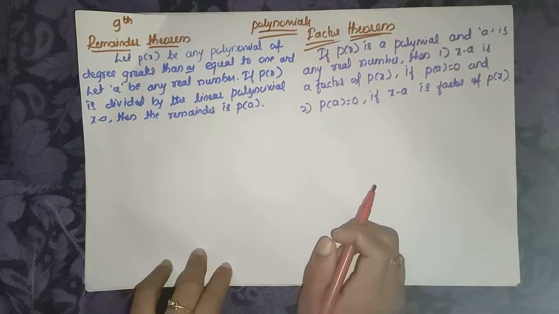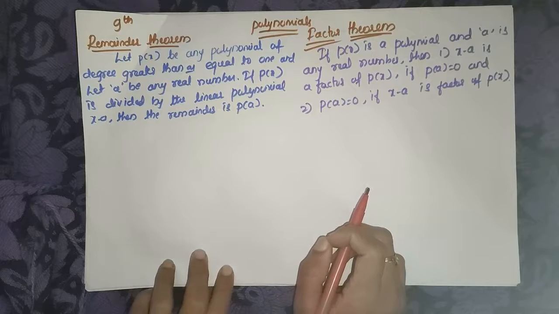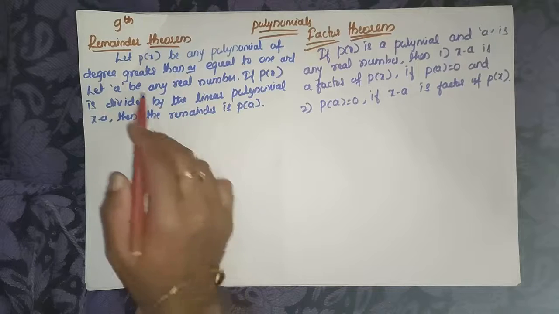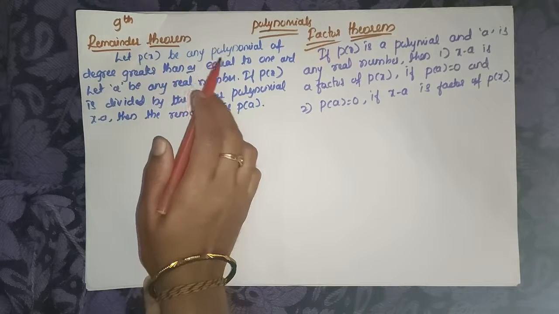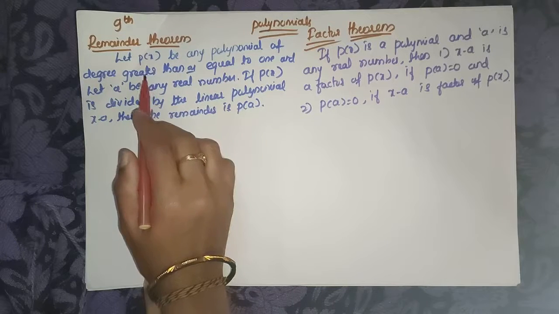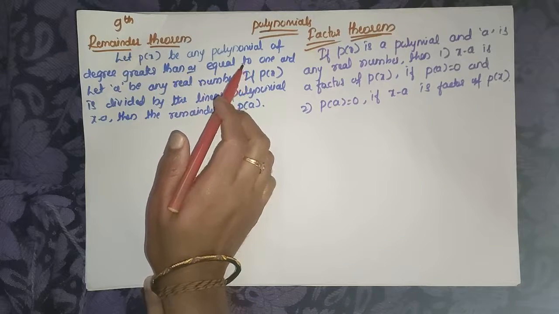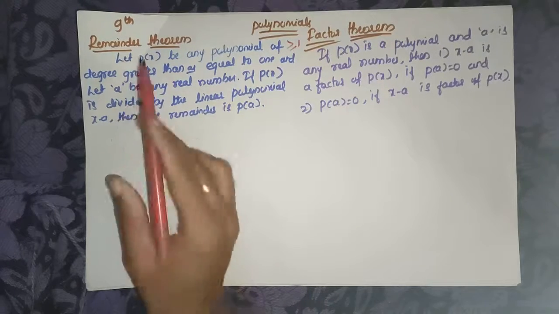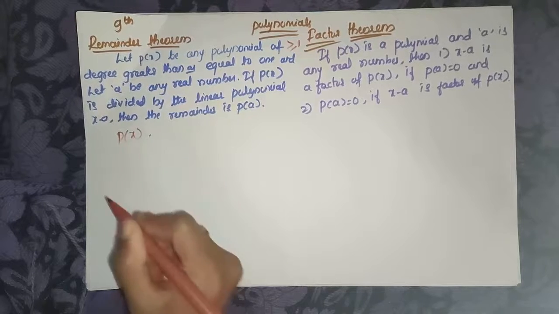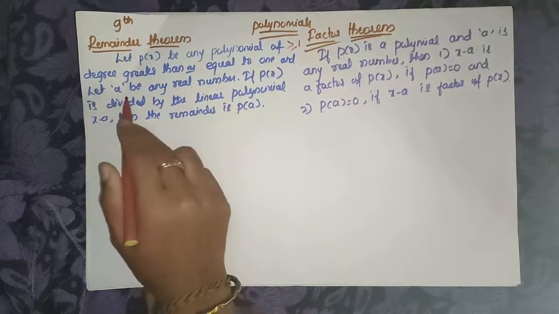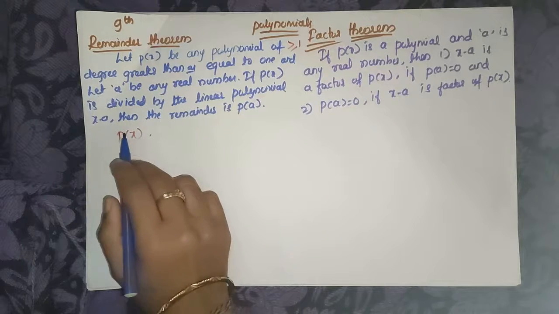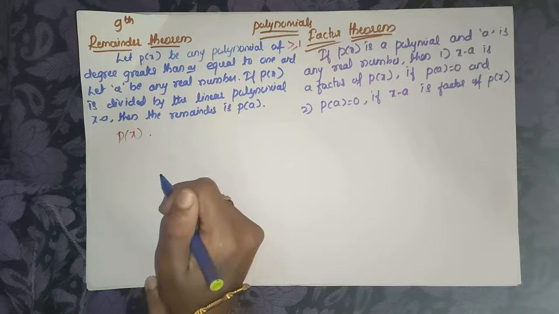Next concept of the lesson Polynomials of Class 9th. Here the concept is the remainder theorem. The definition says, let p of x be any polynomial of degree greater than or equal to 1. Let a be any real number. If p of x is divided by the linear polynomial x minus a, then the remainder is p of a.